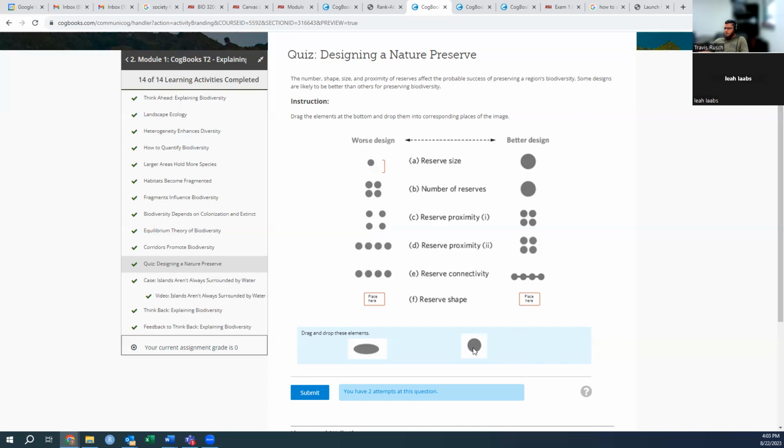That would be the circle. Yep, and that's the answer. And why is that the answer? Because with your oval, you have more edges essentially, and you have less range of space at your max versus your circle. It's like equal all the way around.